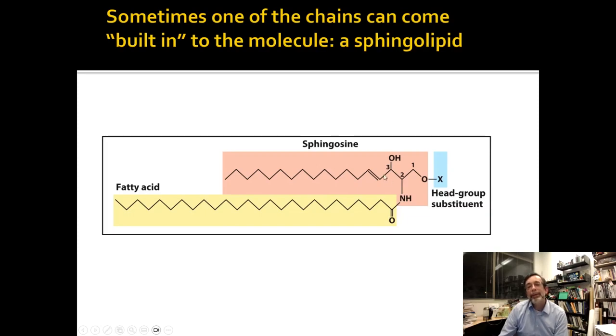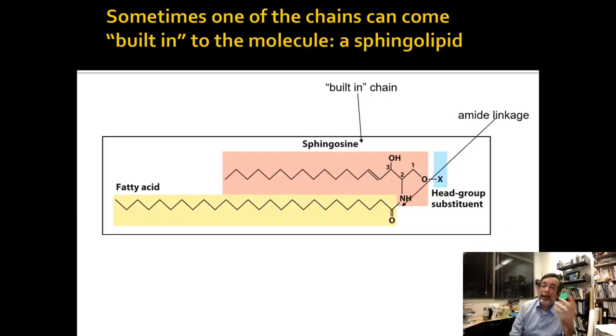For all the ways in which this looks different, I want you to see how it looks the same. It basically has 2 tails going down, 1 head group going up. So as far as the overall shape of the molecule goes, this has the same shape as a regular membrane lipid. And so the sphingosine is a built-in chain, and just notice that it has an amide linkage rather than an ester, but it works pretty much the same way.